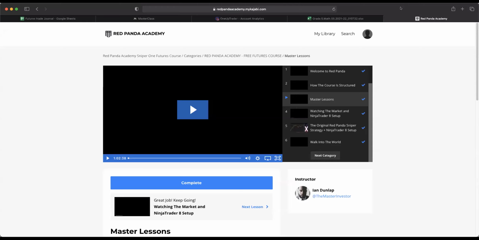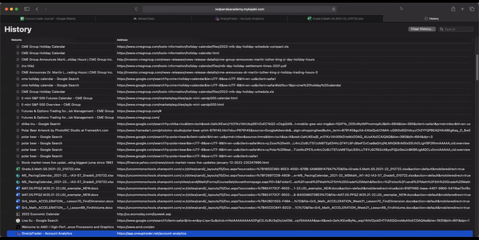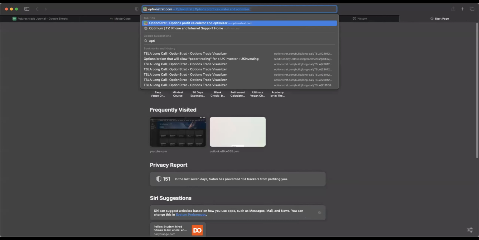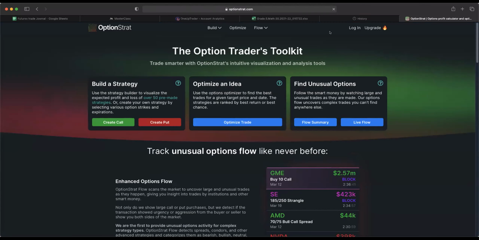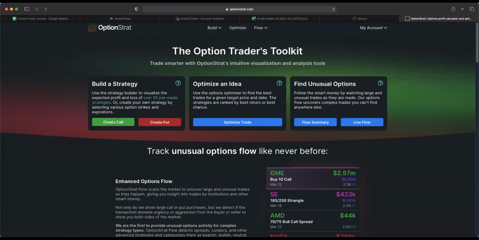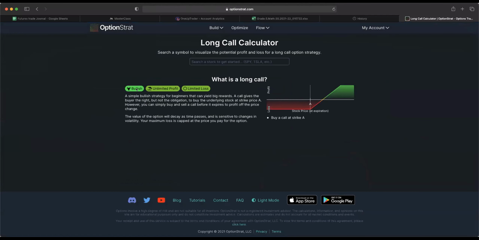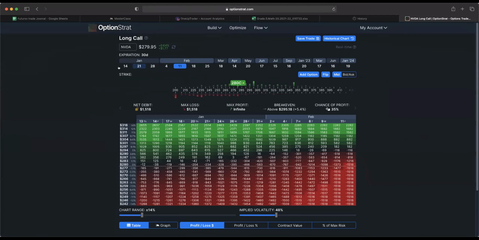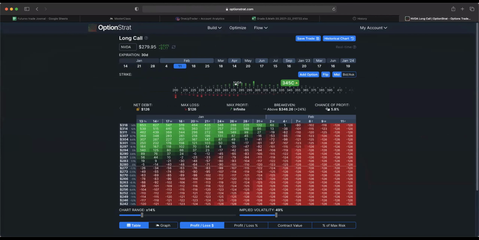optionstrat.com. I'm going to show you guys the website. So you go to optionstrat.com. You can make a free account, and then create a call or put, and then type in a random ticker. So let's do the same on Nvidia. The dates are up here, right? The strikes are here, right? So this is 280, and you can hit the 300 and stuff like that.